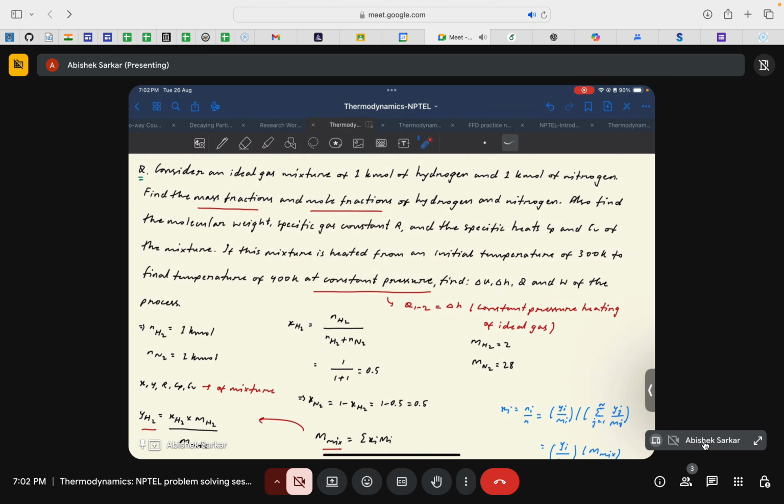So the number of moles of hydrogen is 1 kilomole, number of moles of nitrogen is 1 kilomole.